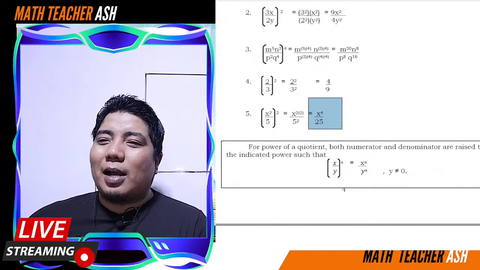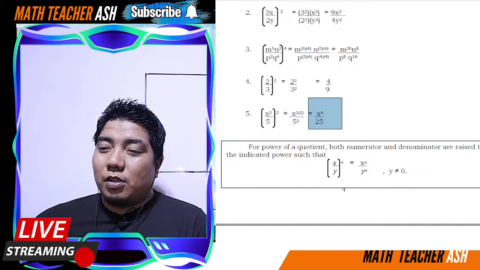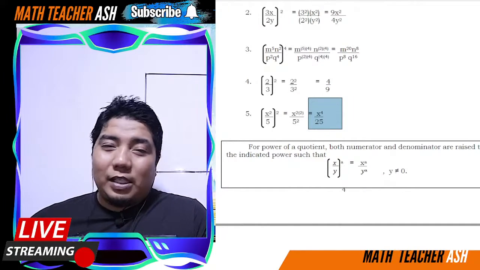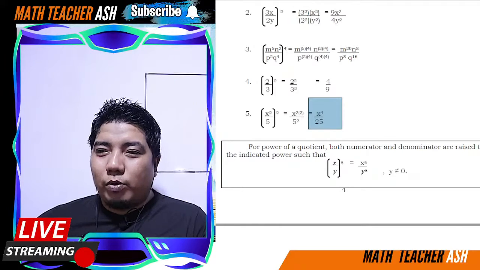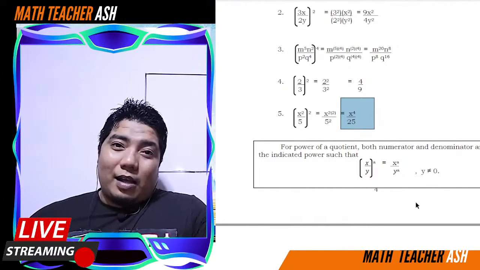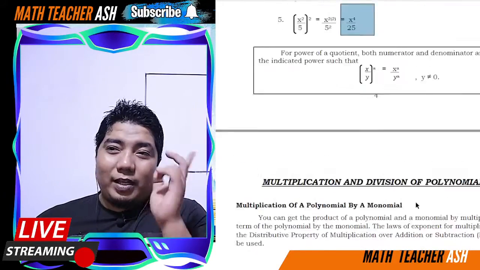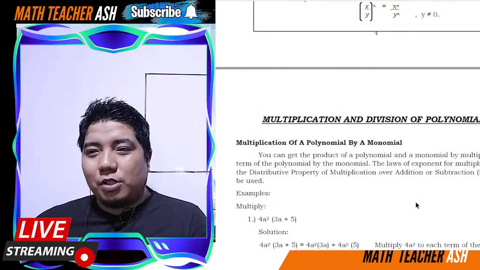Ang gagawin mo lang kapag meron kang power of a quotient is you just distribute your outside exponent to the inner exponent, giving you the exponent in the numerator as well as in the denominator, provided that your denominator is not equal to 0.